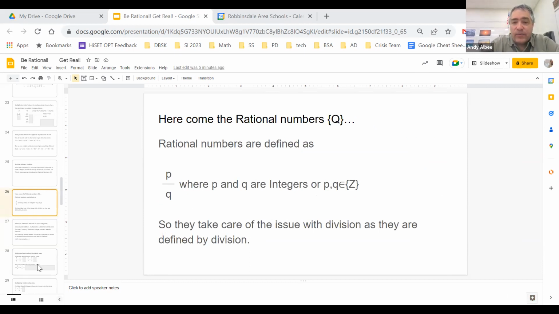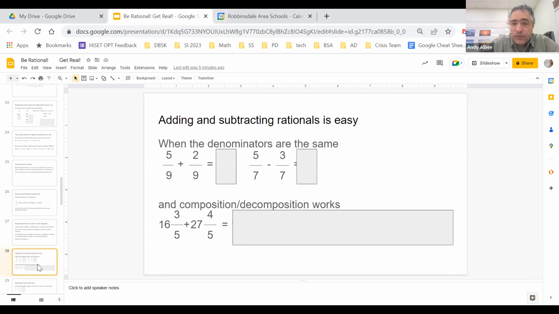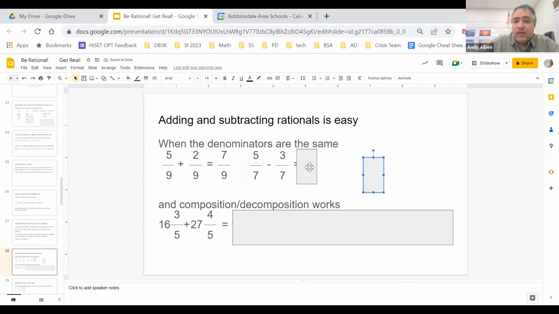Okay. So adding and subtracting rationals are really easy if we use good, normal, rational numbers, and the denominators are the same, because they still follow that same concept. You can add and subtract the same stuff from the same stuff and get the same stuff. So 5 ninths and 2 ninths is, of course, 7 ninths. It works just fine. And 5 sevenths minus 3 sevenths is, of course, 4 sevenths. If I add ninths to ninths, I have to get ninths. If I add sevenths to sevenths, I have to get sevenths.